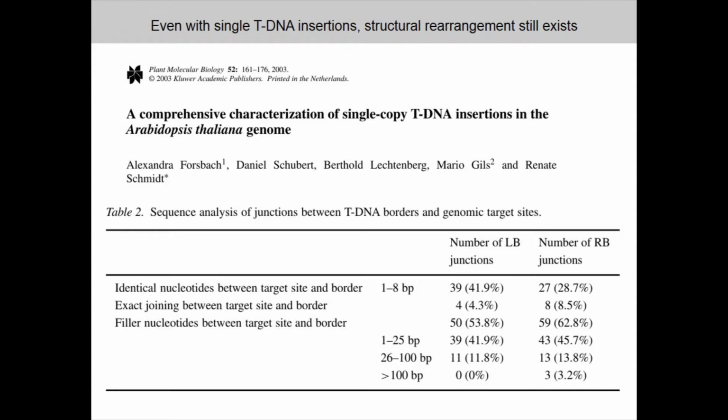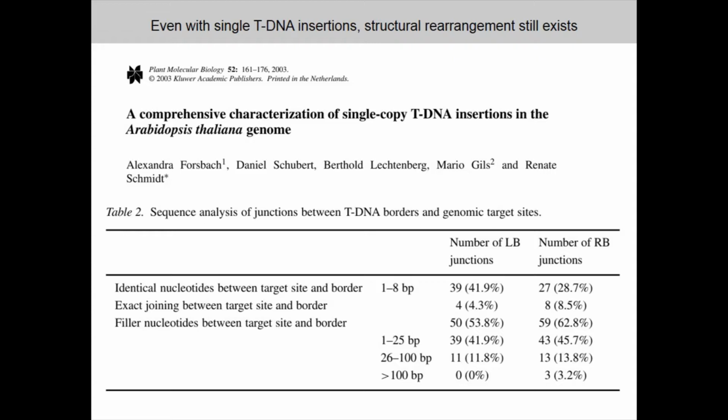But even when we have a single copy tDNA insertion and no translocation, we're still getting rearrangement at the site of insertion. This is a classic paper where Forsbach et al. sequenced the junction sites of single tDNA insertions, so a fairly well-behaved situation. What they find, in these two top categories, are situations where you get a near perfect insertion without any additional DNA moved into the site. For the left border, that accounts for about 50% of the time, and for the right border, about 30%.